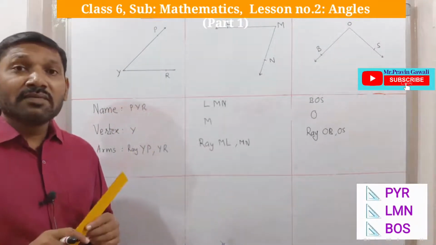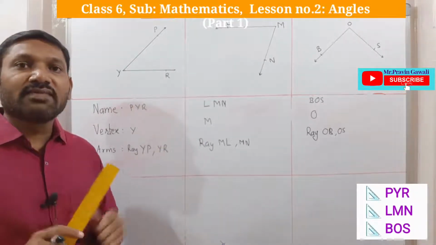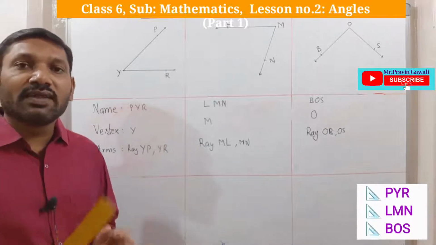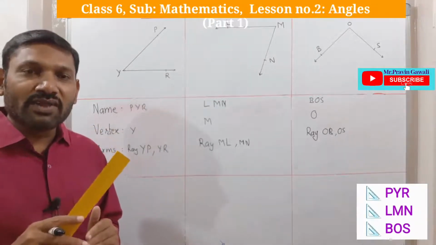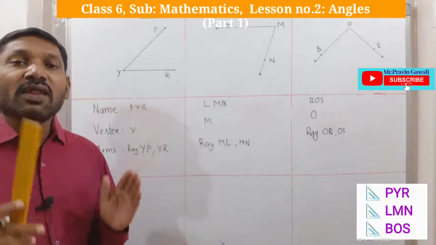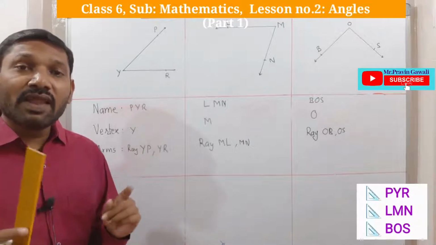Now we will learn more types of angles. These are the basic types of angles, the basic angles that we have learned in 4th and 5th standard. Now we are going to move forward. Okay, student, are you ready? Very good. Before learning more types of angles, I will draw a diagram here. Then we will learn more.